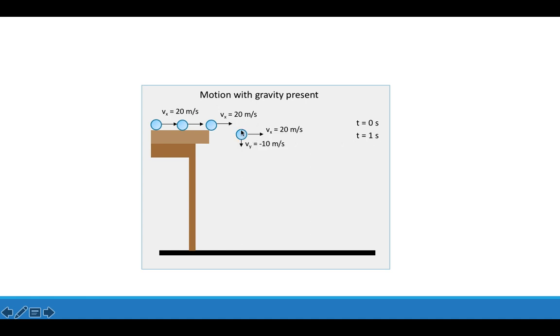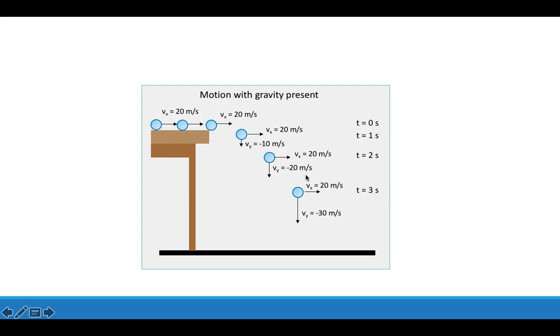1 second later, the object has fallen off of that straight line path. Notice that the horizontal velocity is still 20 meters per second, but the velocity along the vertical direction is now negative 10 meters per second, because 1 second has gone by, and the velocity in the y direction increases by 10 meters per second every second. After 2 seconds, again, horizontal velocity is still 20, but the velocity in the vertical direction is now negative 20. It's increased by another 10 meters per second.